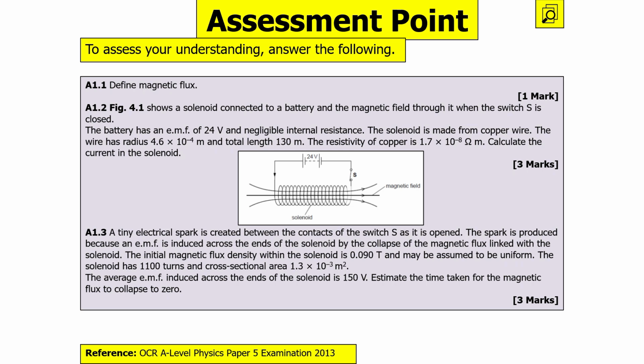Then a tiny electrical spark is created between the contacts of switch S as it is open. The spark is produced because an EMF is induced across the ends of the solenoid by the collapse of the magnetic flux linked with the solenoid.